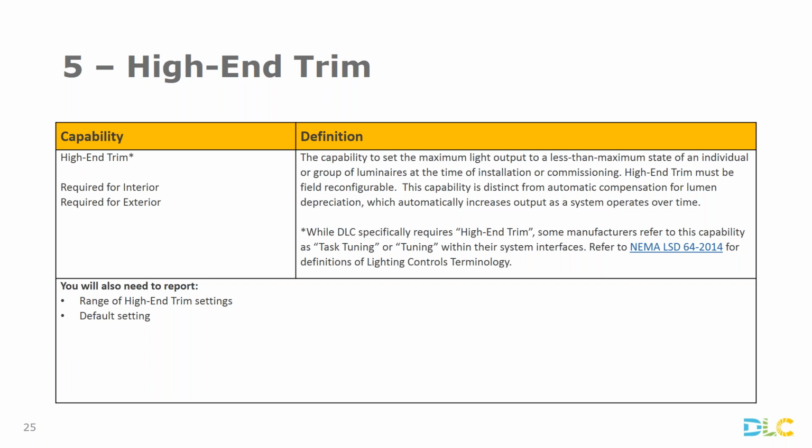There's a lot of different terminology that's used for this capability. We are calling it high-end trim, and we are referencing with that definition a NEMA standards document, LSD 64-2014. One of the things we found as we were qualifying 18 different systems over the past year is that some manufacturers are calling this capability task tuning or tuning. We also had a manufacturer that was providing lumen maintenance dimming and calling it high-end trim. So just be aware that's an issue out there. If you go by the NEMA standards document for lighting controls technology, what we're talking about here is high-end trim. And task tuning is actually tuning the lights after the high-end trim has been set. It's the ongoing operation. Maybe that's just provided by a dimmer. We also ask manufacturers to report the range of high-end trim settings and what some of the default settings are.